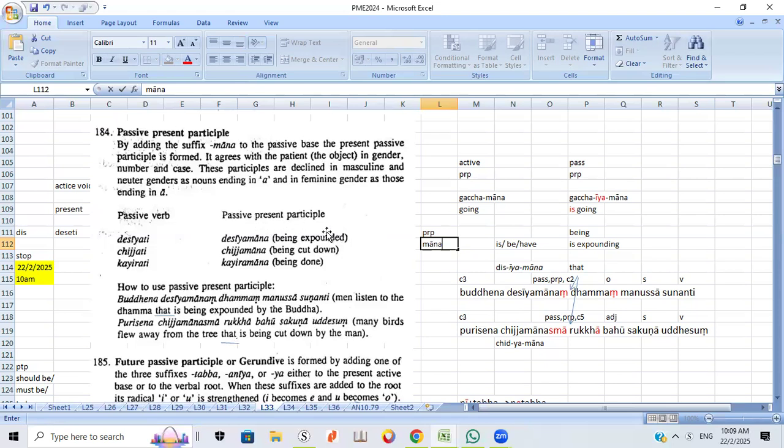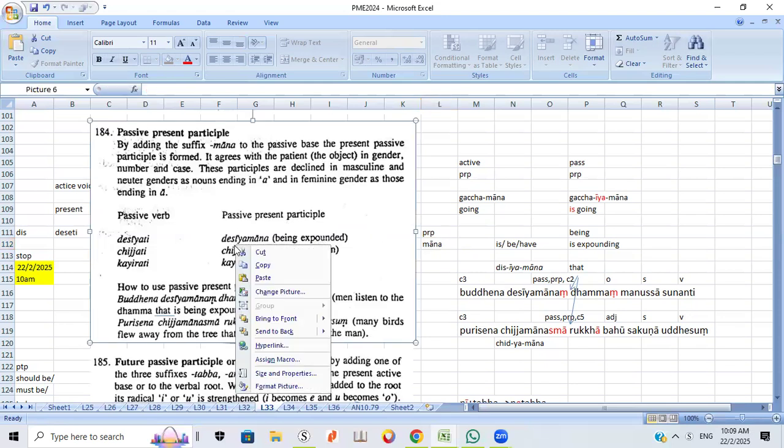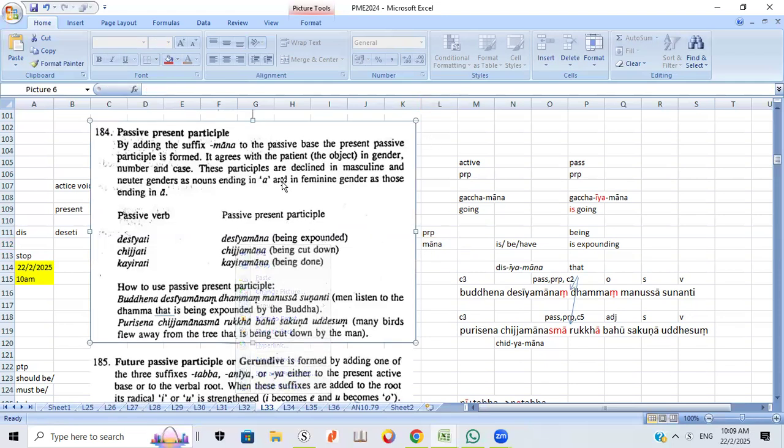passive present participle. So in this case, you have to put ing. So if it's a present participle, they say mana, that means it's expounding. So they say iya mana means being expounding. The ing must come into this word. So this is ing. So that is how you look at that.